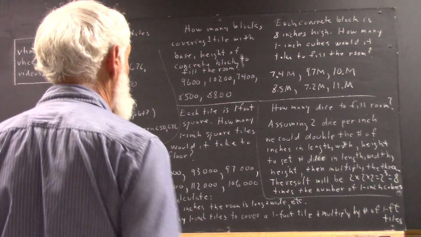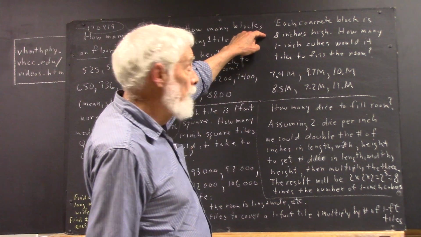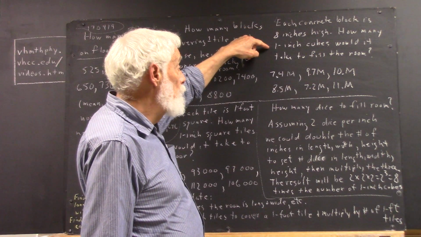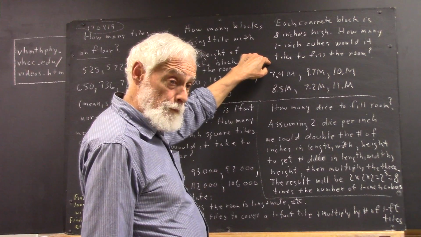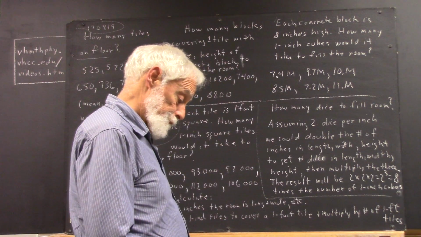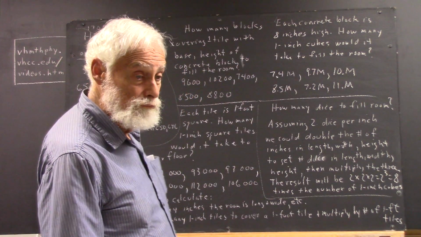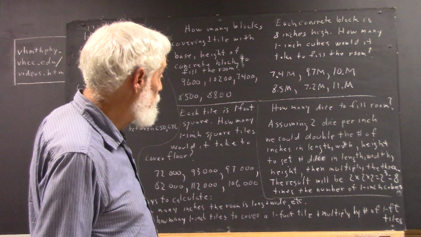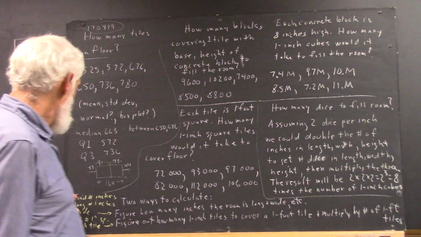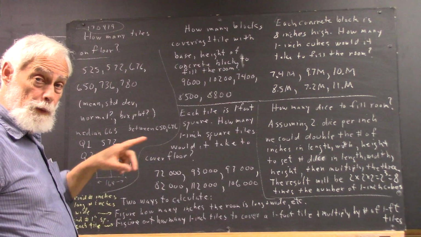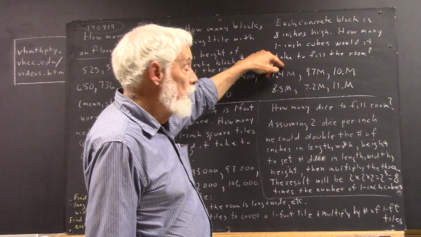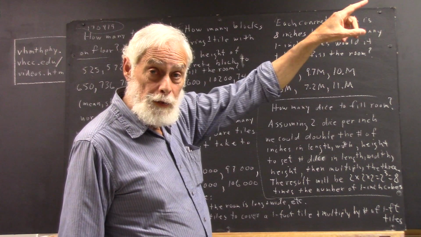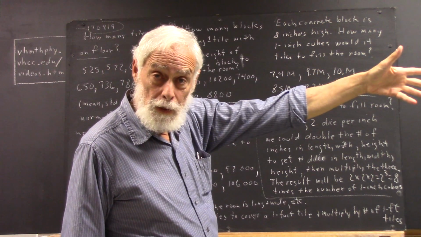Now I gave you the information that each block is 8 inches high and asked how many 1-inch cubes it would take to fill the room. Okay? Well, there are at least a couple of ways to do this. You could take the number of inches the room is long and the number of inches the room is wide, and then the number of inches in the blocks. Okay, turns out there are 13 blocks.